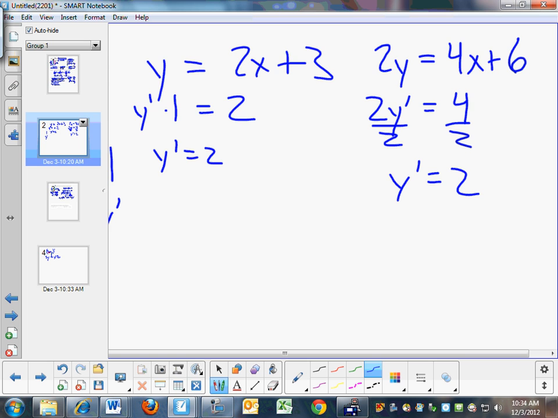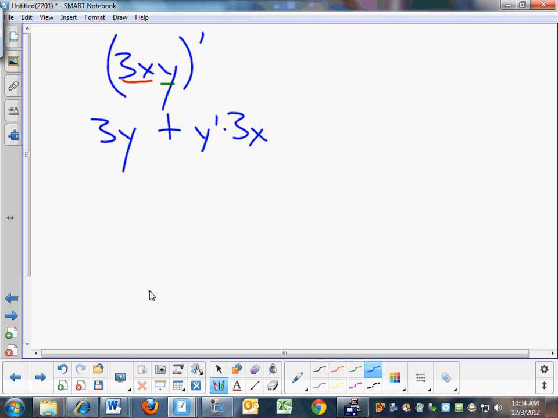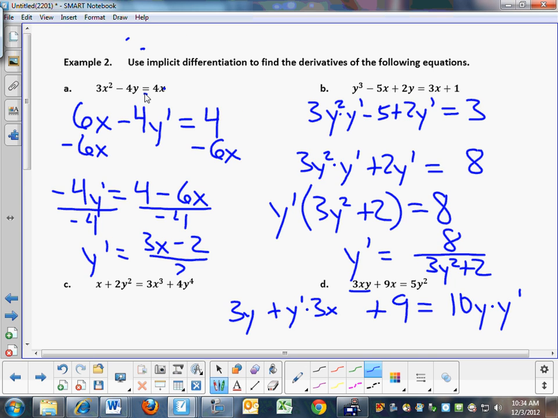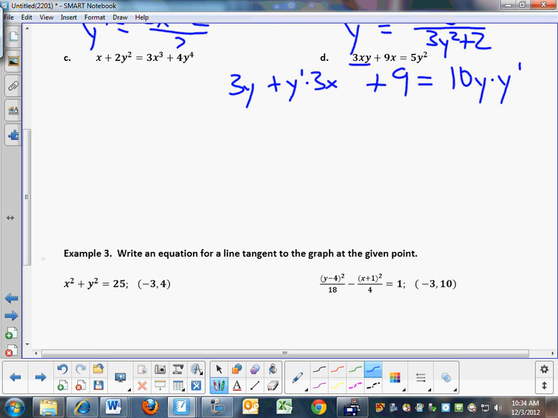Okay, what's the derivative of 3x? 3 times that left alone, plus the derivative of y, which is y prime, times that left alone, 3x. And so there you have that. So now as I go back to this page, I've got my equation. I now need to solve for y prime. I'm going to gather my y primes on the right or left-hand side. So I have y prime times 3x minus 10y y prime is equal to -9 minus 3y.